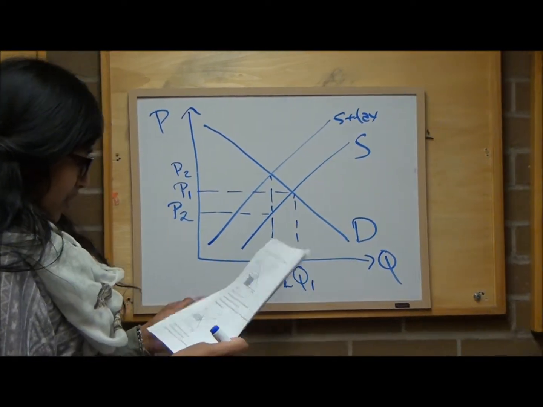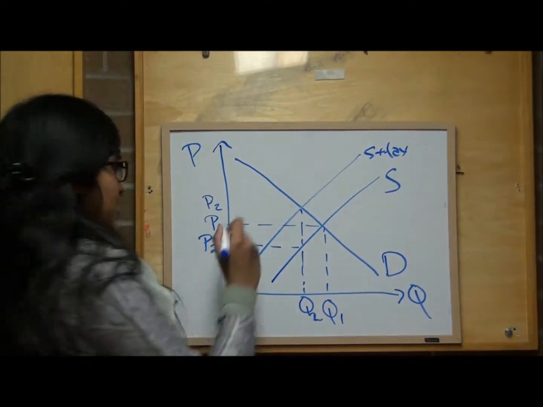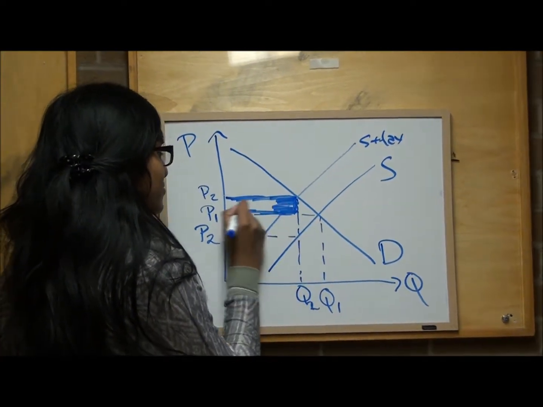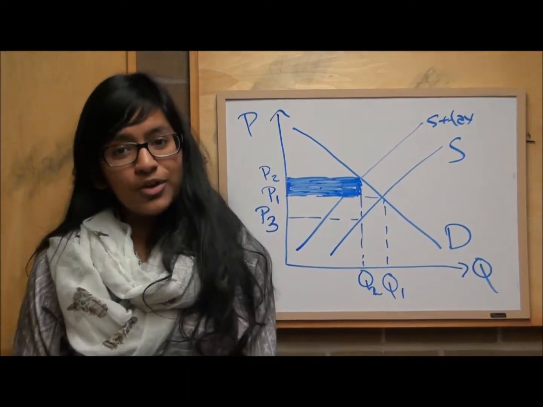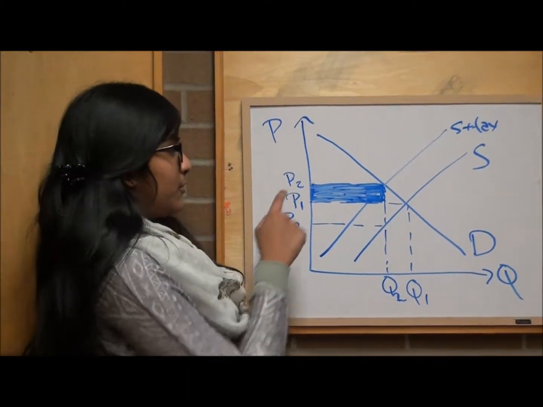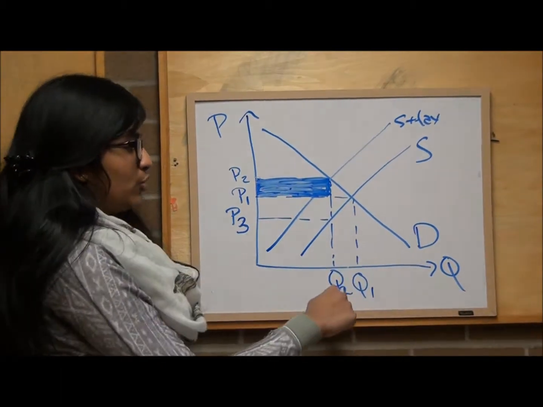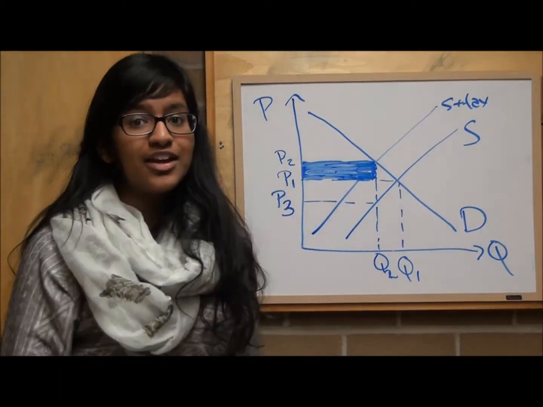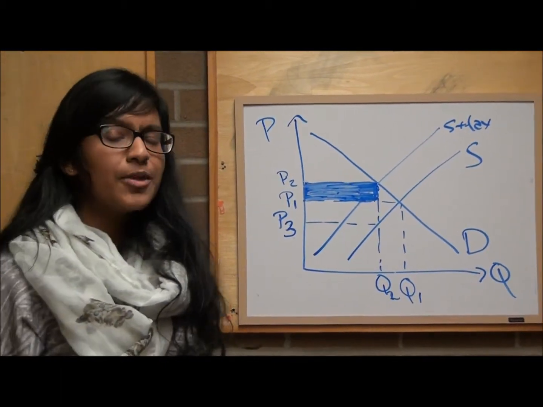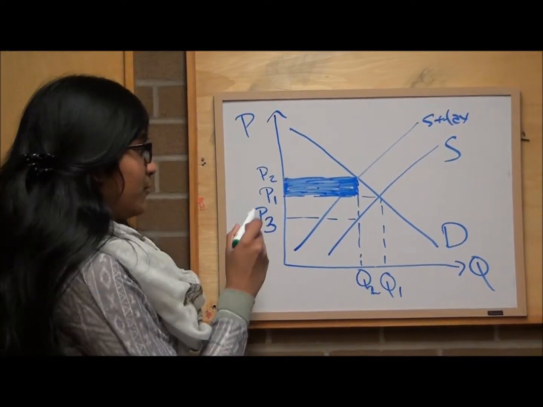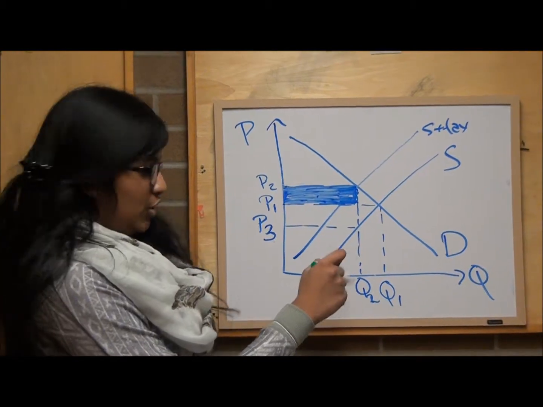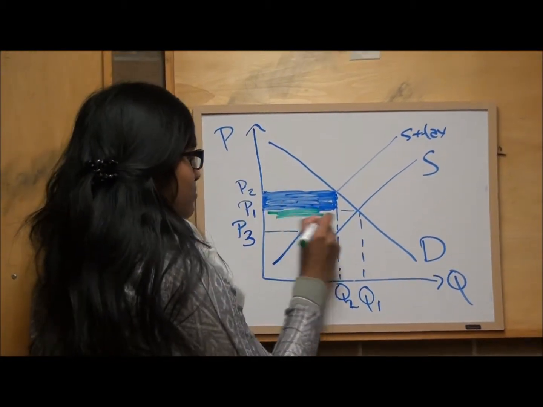So from P2 to P1, let me shade it. The consumer burden for the tax is illustrated from P1 to P2 times Q2. So the shaded area right here is the consumer burden of the tax. The producers pay for the rest. So the producer portion of the tax would be from P1 to P3 times Q2. Let me shade it in.